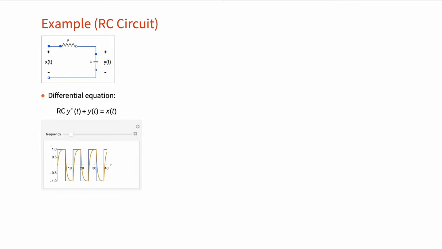If we use a square wave signal as input to the system, here you can see how the response of the RC circuit, the voltage across the capacitor, changes over time for different values of the frequency of the input signal. As you can see, high-frequency signals are attenuated more than low-frequency signals. This is why the RC circuit is called a low-pass filter.